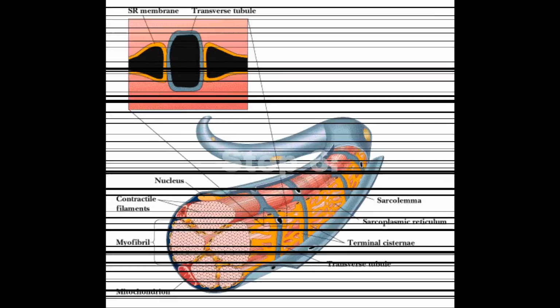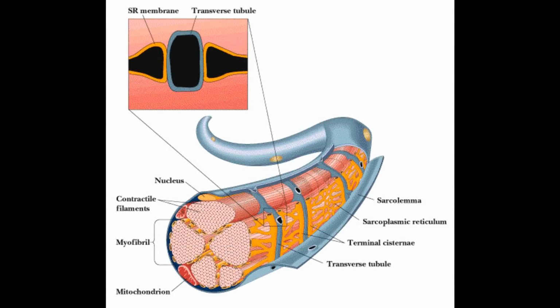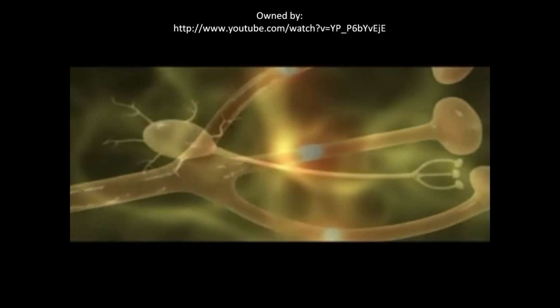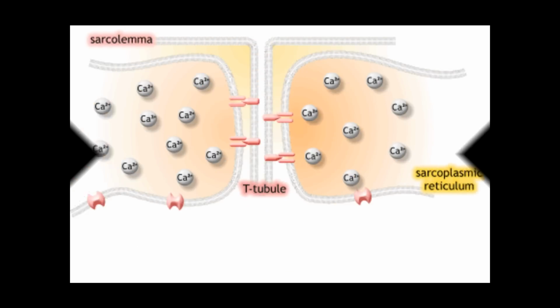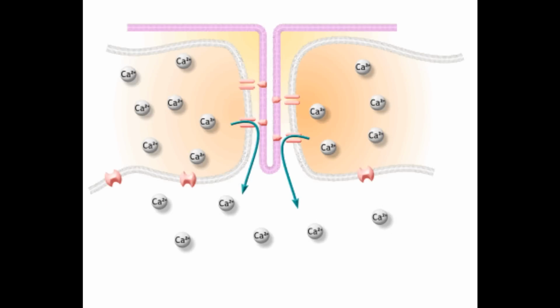Step 6. At the opening of each transverse tubule onto the muscle fiber surface, the action potential spreads inside the muscle fiber. Step 7. At each point where a transverse tubule touches part of the sarcoplasmic reticulum, it causes the sarcoplasmic reticulum to release calcium ions.